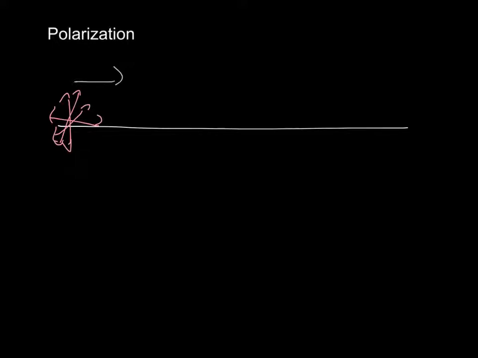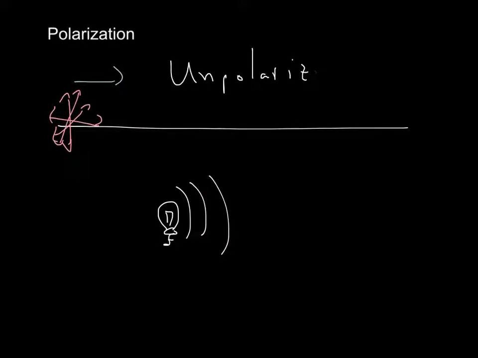So when I get light from a light bulb, so here's my light bulb. Okay, that's the worst light bulb ever. The waves that come from the light bulb are actually vibrating in every single possible random direction. So like this, like this, like this, like this. So these kind of waves are called unpolarized, because they're just vibrating however they want.